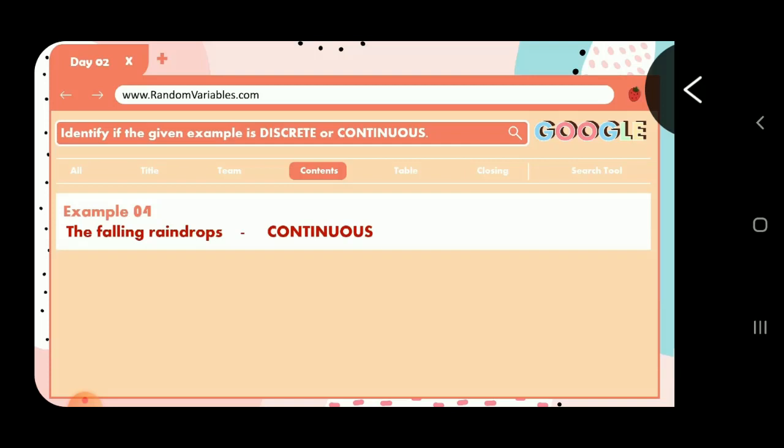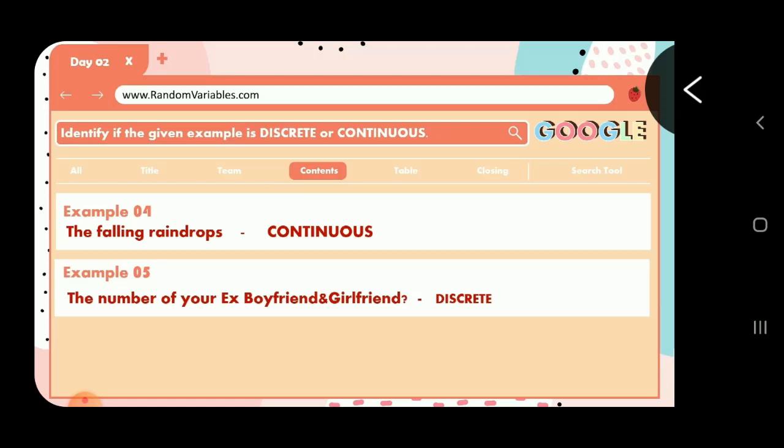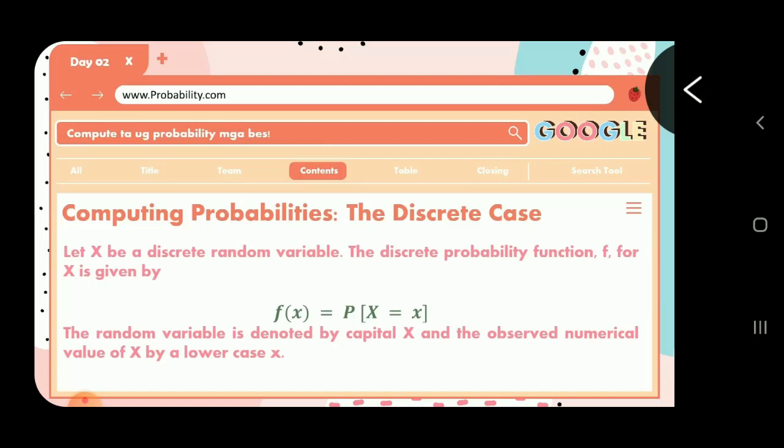Alright, so the falling raindrops are continuous, no? And then the number of your ex-boyfriend and ex-girlfriend, or your exes, is an example of a discrete random variable. Okay, let's proceed to computing probabilities, the discrete case. We're going to compute probability using the discrete case. If it is discrete, we get the number through counting. So we should only use the discrete case. By counting, we get the number, and from there we get the probability.